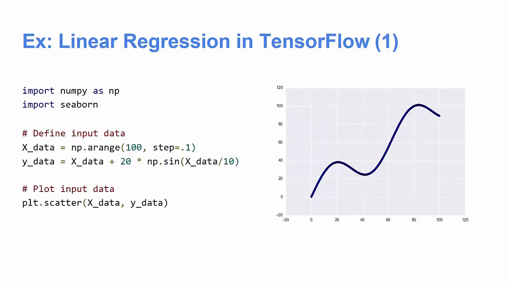Linear regression in TensorFlow. If we import numpy as np and define x_data of 100 with step 0.1, and y is x_data plus 20 times np.sin(x_data) divided by 10, and then make a scatter plot of this x_data and y_data, we will get a sine wave.